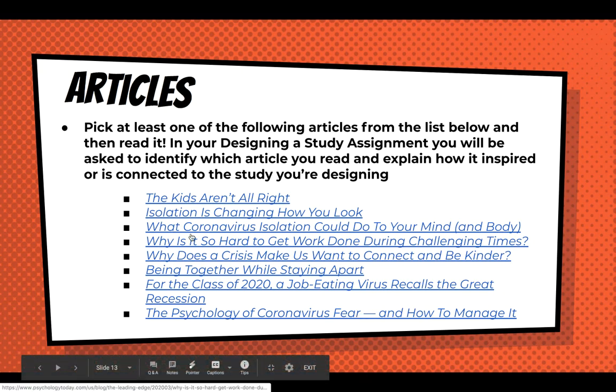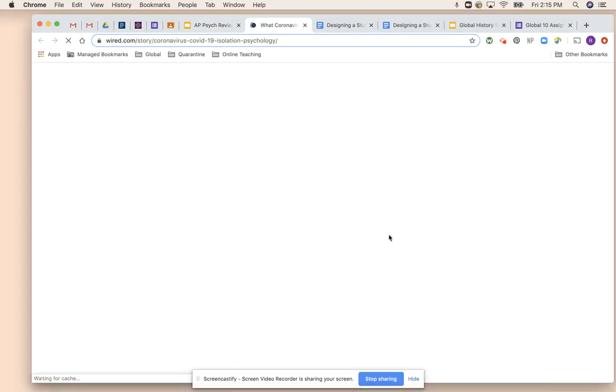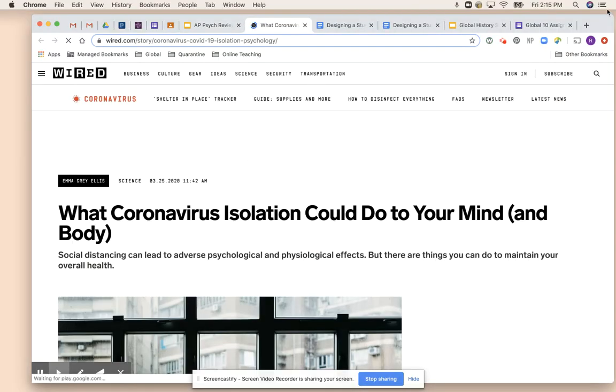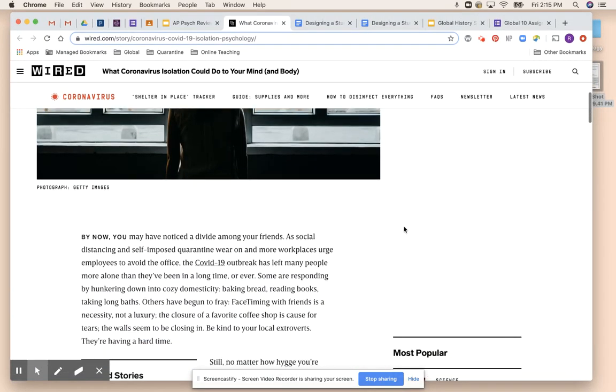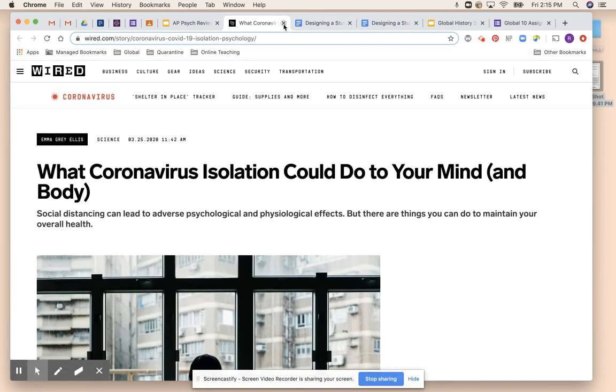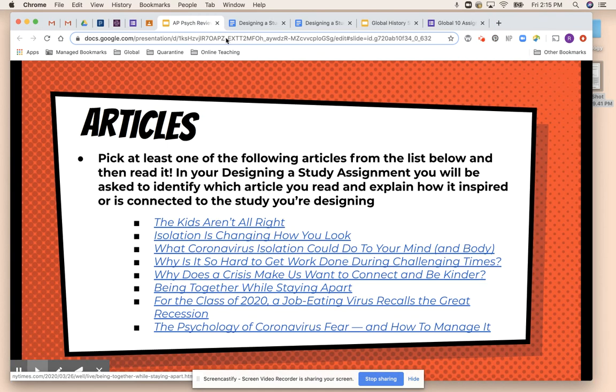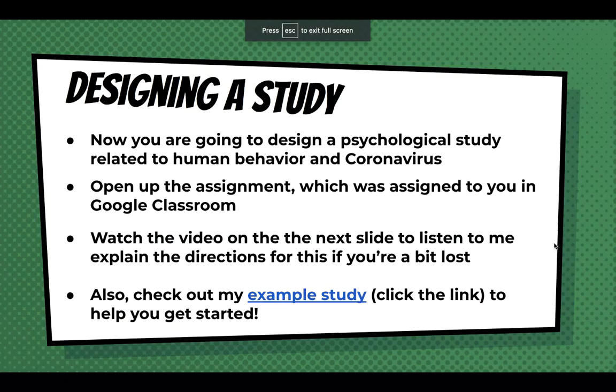So you're going to pick one of those articles, and these are hyperlinks. So for example, you say, I want to read this one. It'll bring you to the article here. And there you got it. So you're going to read the article first, and then you will come back to the slides, and you'll go on to the next one.